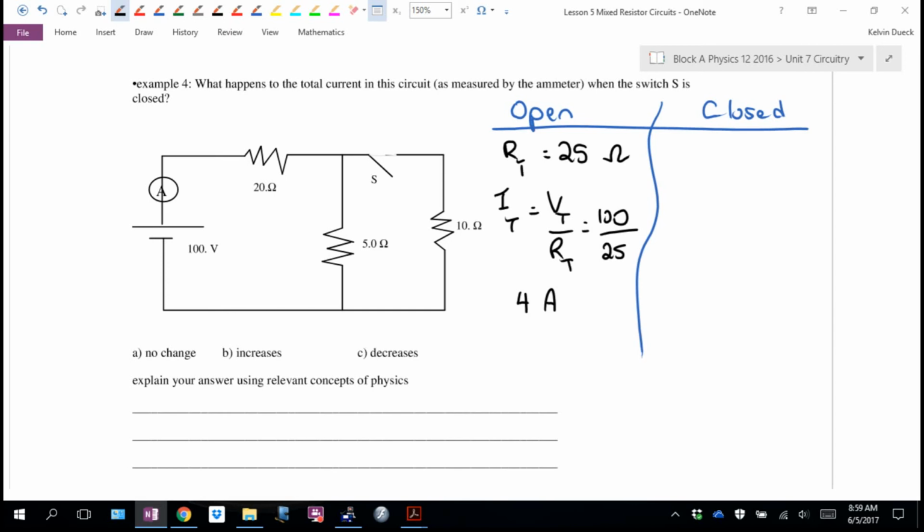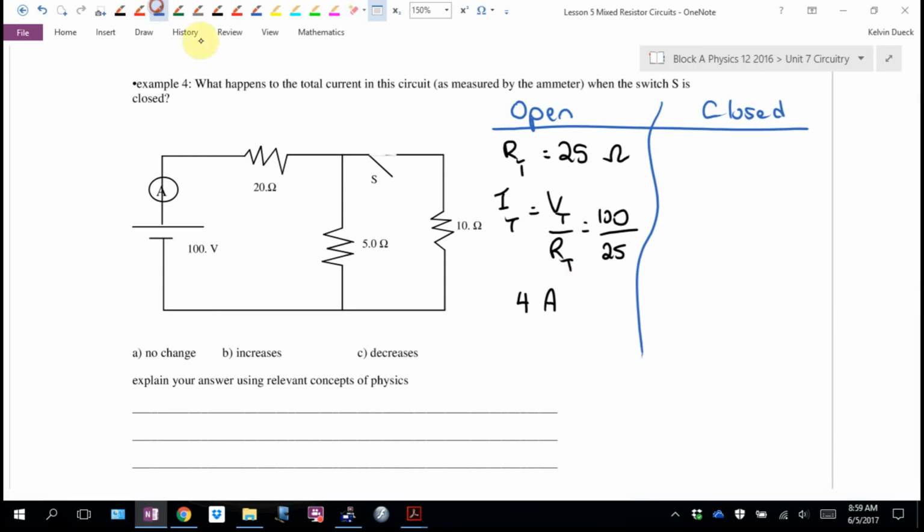Okay? So one neat thing about adding resistors in parallel, let me say this again. One neat thing about adding resistors in parallel: when you add a resistor in parallel, even though you're adding a resistor, because it's in parallel, you always lower your total resistance. This number is going to get smaller. The current is actually going to go up. But let's prove it.